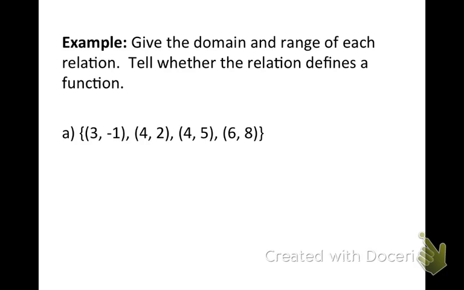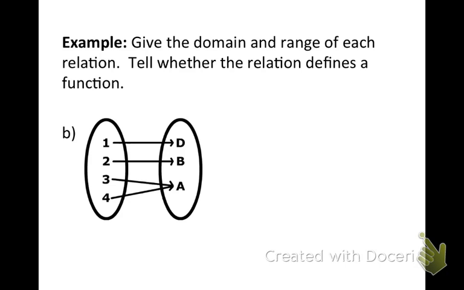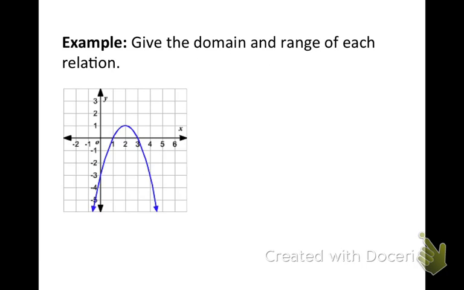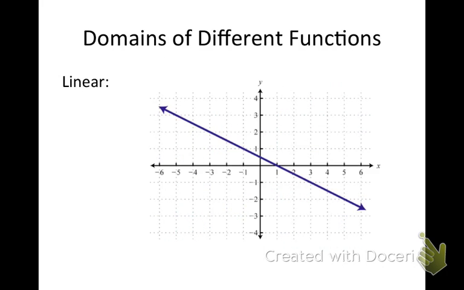Identifying domain and range. Here my domain is what numbers? 3, 4, and 6. My range is -1, 2, 5, 8. Is that a function? No, you got 2 4s, right? Domain and range this way. Domain would be 1, 2, 3, 4. Range would be DBA or ABD if you put it in alphabetical order. Good, then we went through all the different types of graphs. Okay, did the vertical line test.